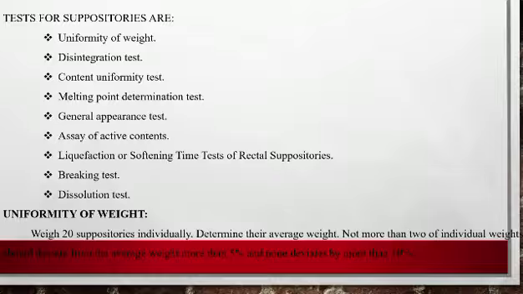First is uniformity of weight. Uniformity of weight means we have to check whether the suppositories are of the correct weight. The weight of the suppositories and the average weight should not deviate beyond certain limits.